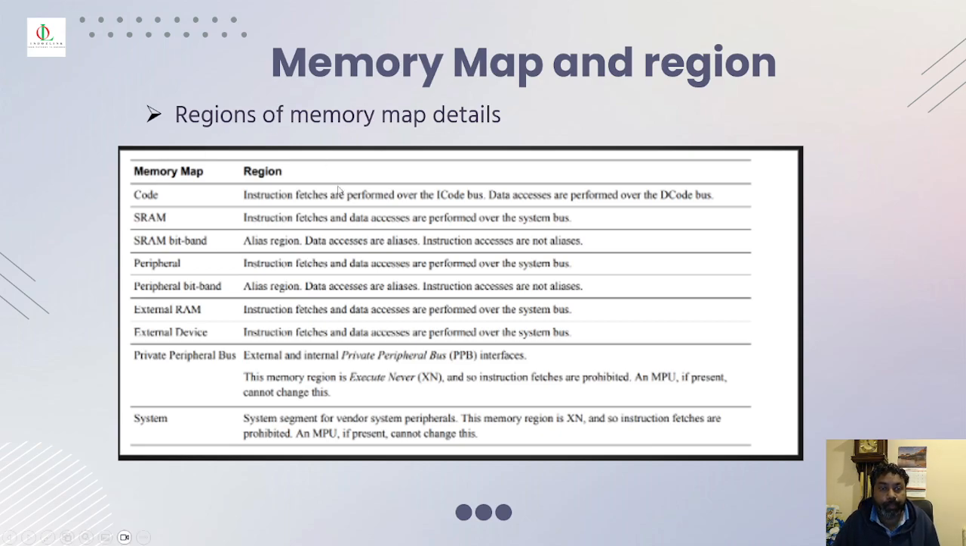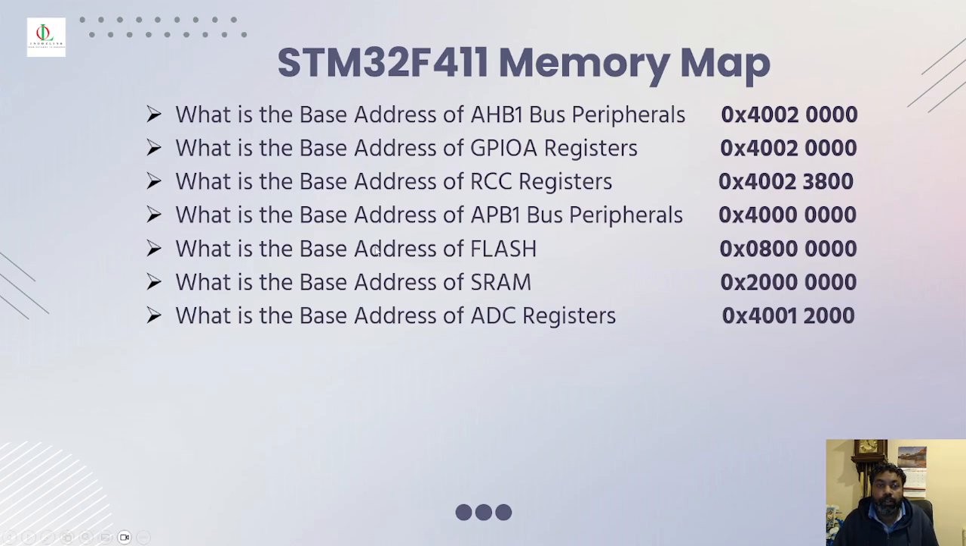The regions of the memory map details. So when you say the code, the instruction fetches are performed over the I code, the instruction bus, and the data accessed via the D code, the D bus. SRAM instruction fetches and data accesses are performed over the system bus. Likewise, the peripheral instruction fetches and data access by the system bus. If you want to access external RAM, then the instruction fetches and data access are performed by the system bus. You can't use data bus or instruction bus. So these are all the memory map from this reference table.